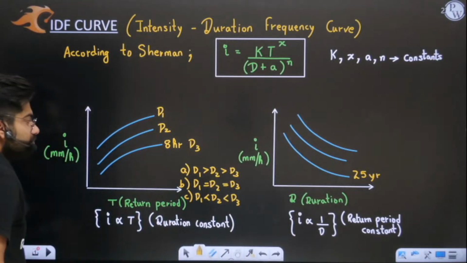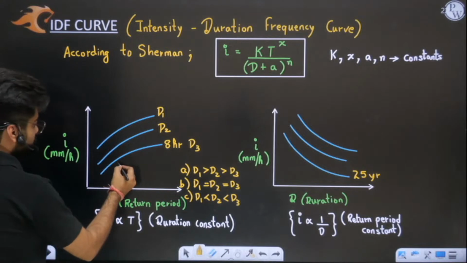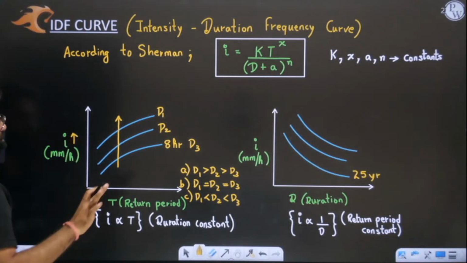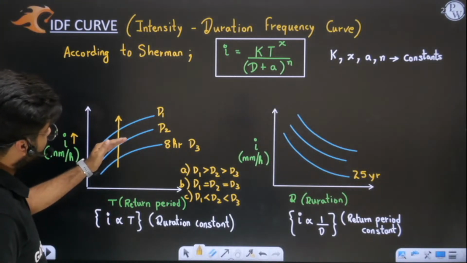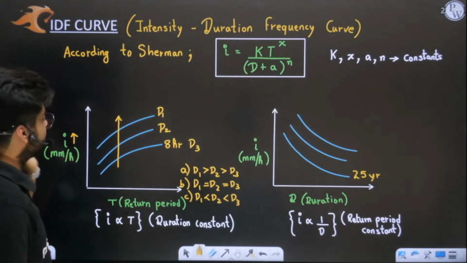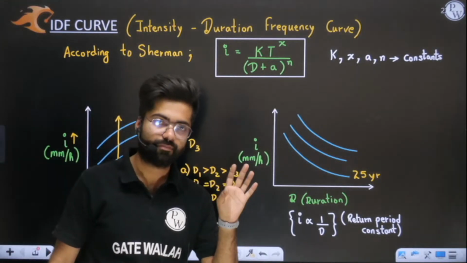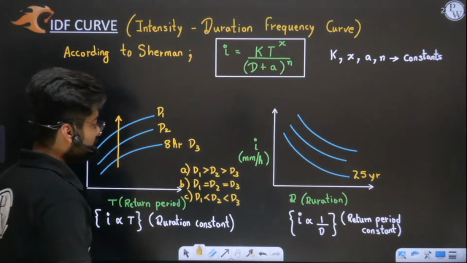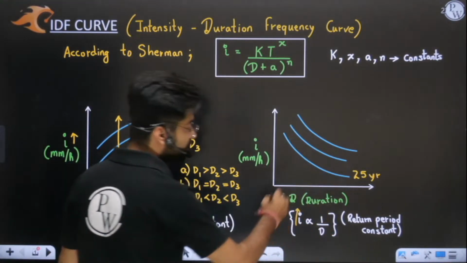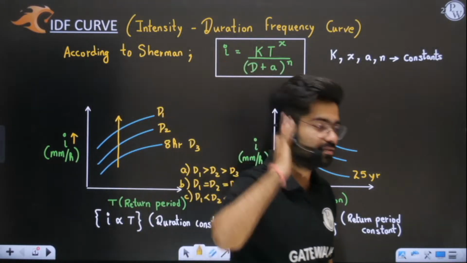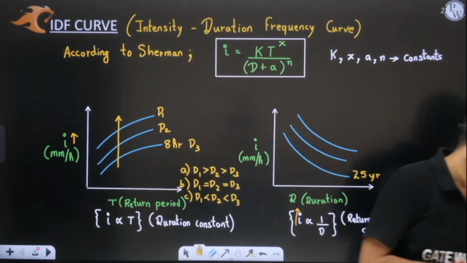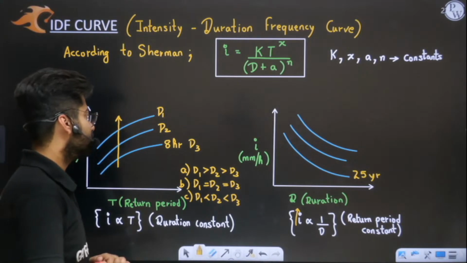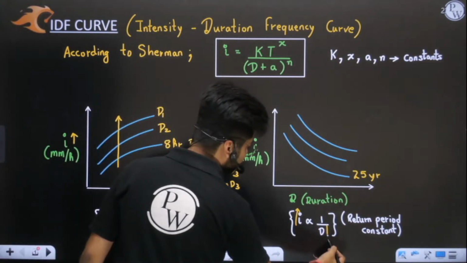Listen very carefully here. You need to understand one thing. As you are moving upwards, from this graph to this graph, intensity is increasing. Yes or no? Intensity is increasing. Now, if intensity is increasing, then duration will, tell me, will it increase or decrease? Sir, if intensity is increasing, then duration will decrease.